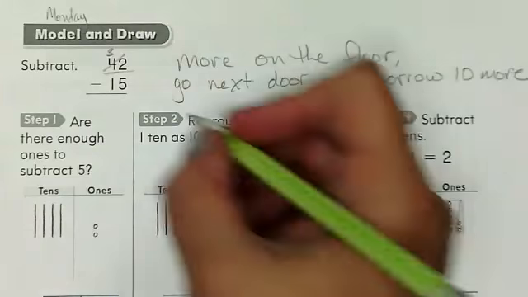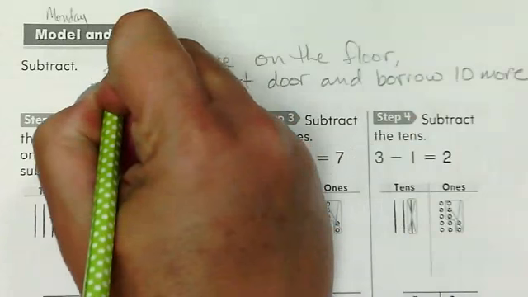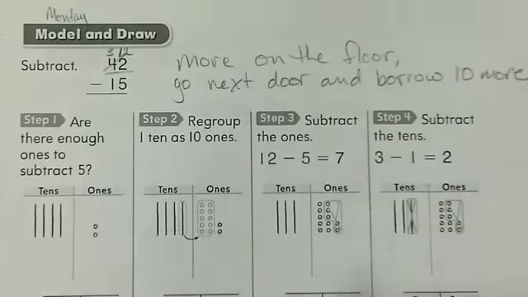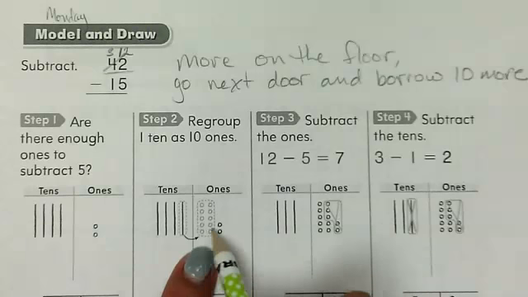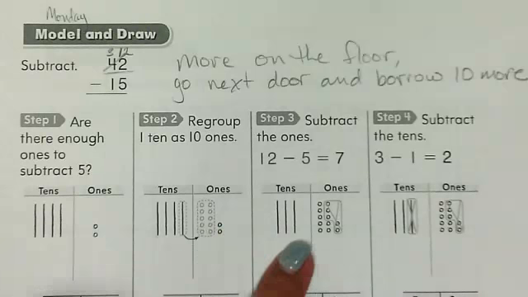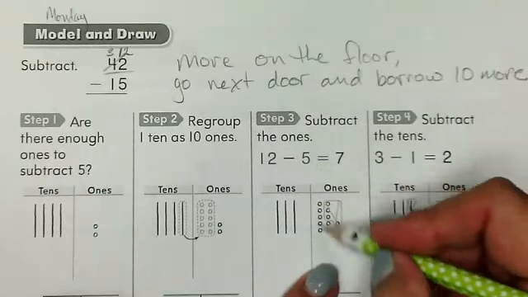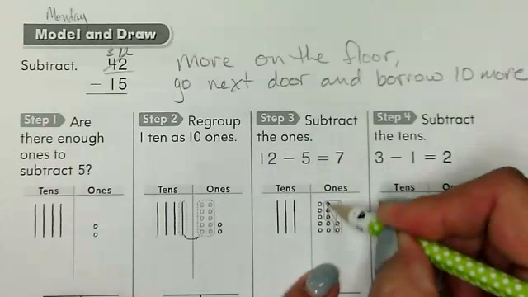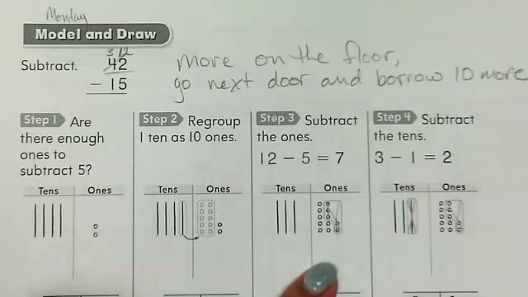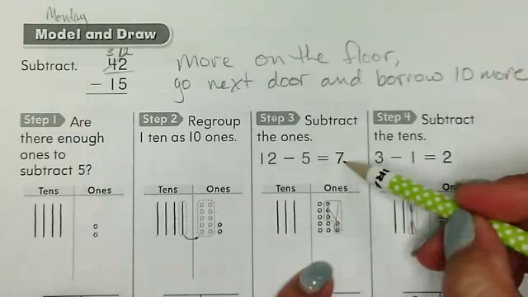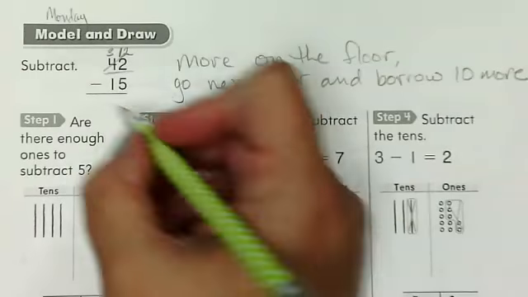So we have borrowed the 10 ones. We've added it to the 2 we've already had, which means that my new number is 12. I have 10, 11, 12 ones. So now I can subtract 12 minus 5. Well, I had 12, and I'm going to take 1, 2, 3, 4, 5 out. How many do I have left? 5, 6, 7. So 12 minus 5 is 7.